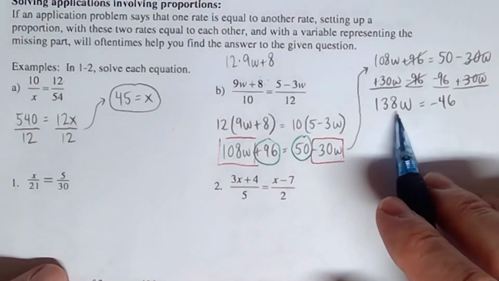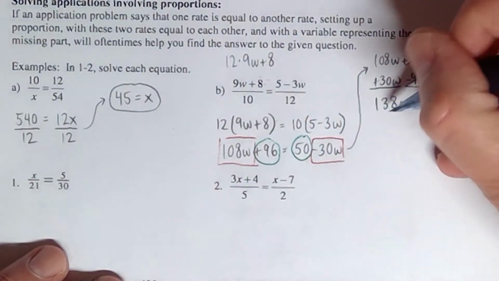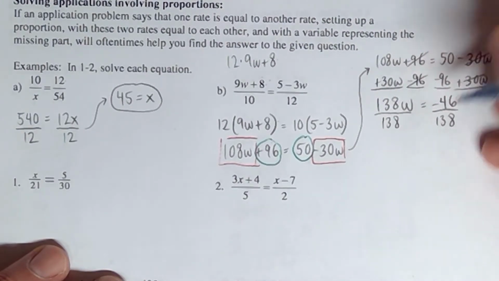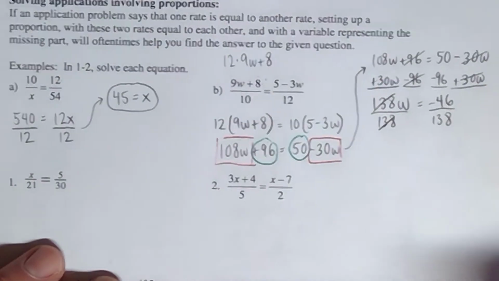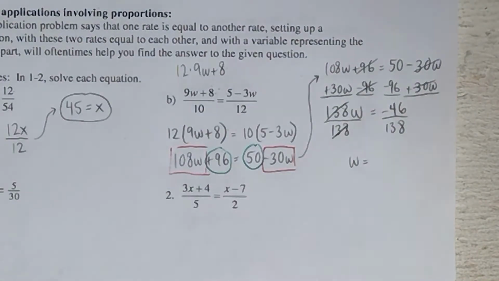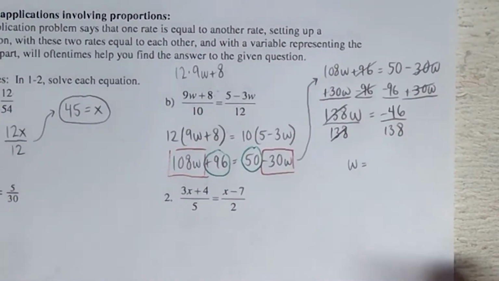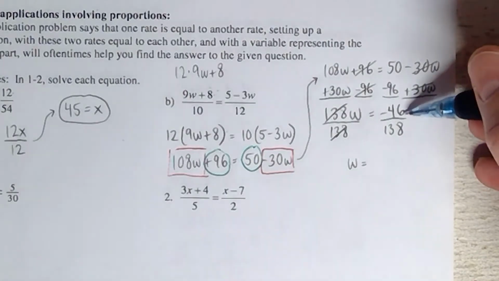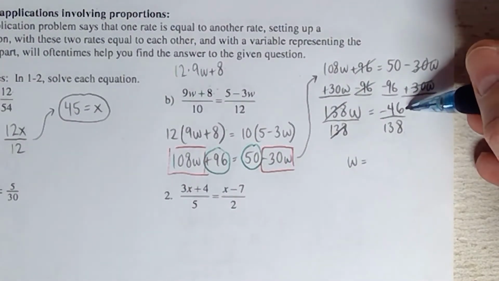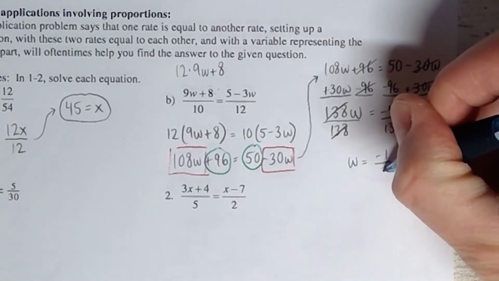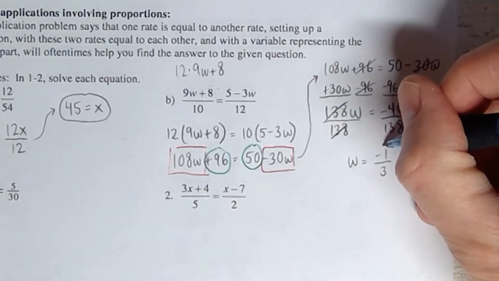Since I now have a single variable term and a single constant term, I am now ready to divide out like this. Okay. The w is now by itself. It's equal to this fraction. And as I've said before, if you end up with a fraction answer, then unless I tell you to make it into a decimal or a mixed number or something like that, you can just put the fraction in lowest terms. And believe it or not, this does reduce pretty far. If you divide both the top and the bottom here by 46, you get negative 1 over 3. Okay.